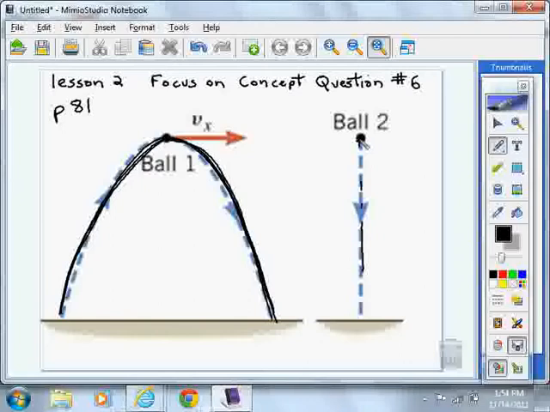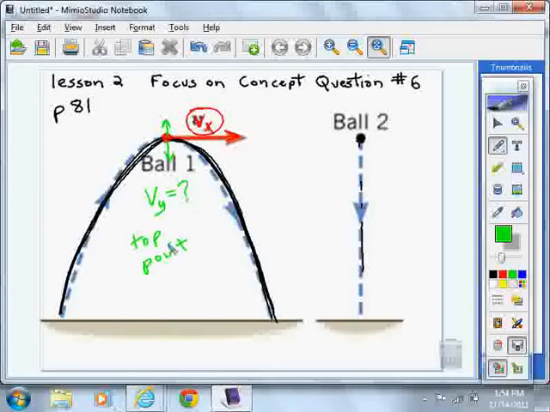Well, here's the thing. If you take a close look, at this particular point right here, this projectile definitely has a horizontal velocity. How fast is it going? V sub x, whatever that may be. But right at that point right there, how fast is that projectile going down? Or up for that matter? What is the velocity in the y direction right at that top point? It shall be zero.